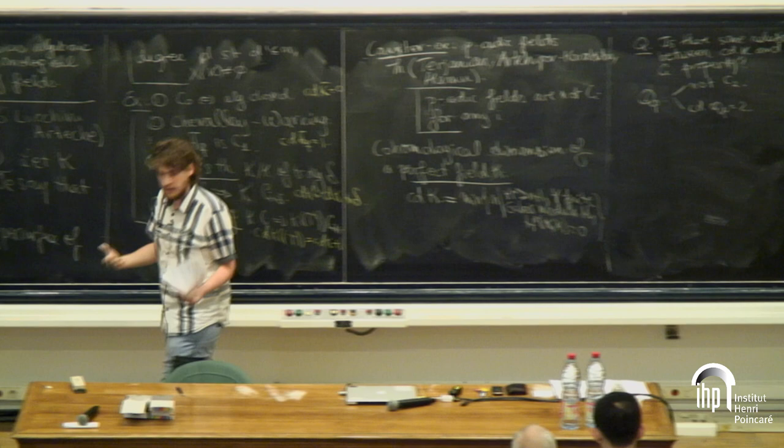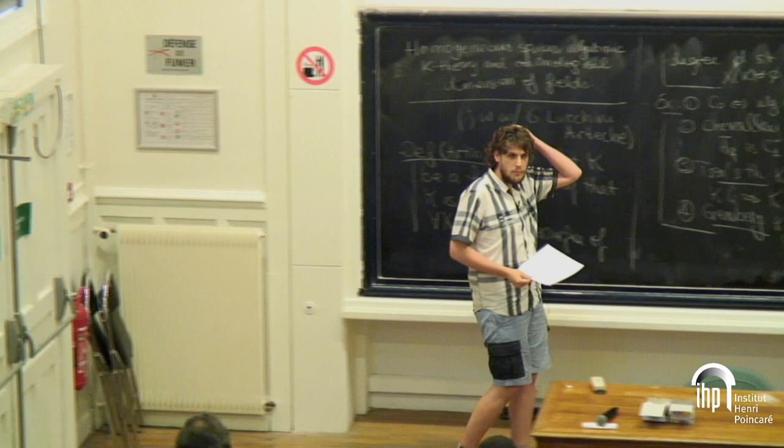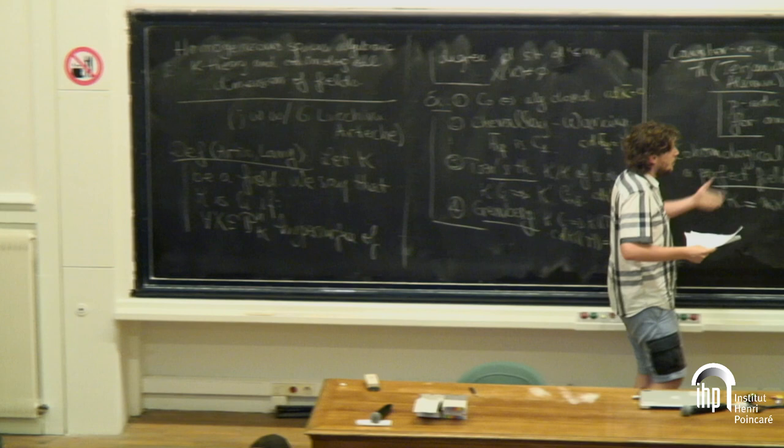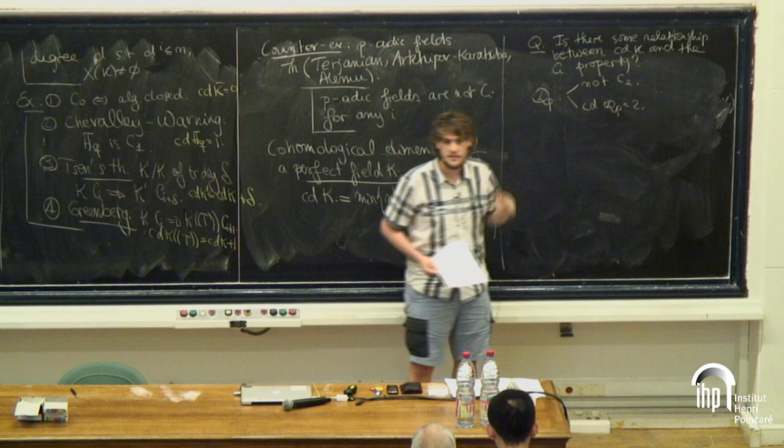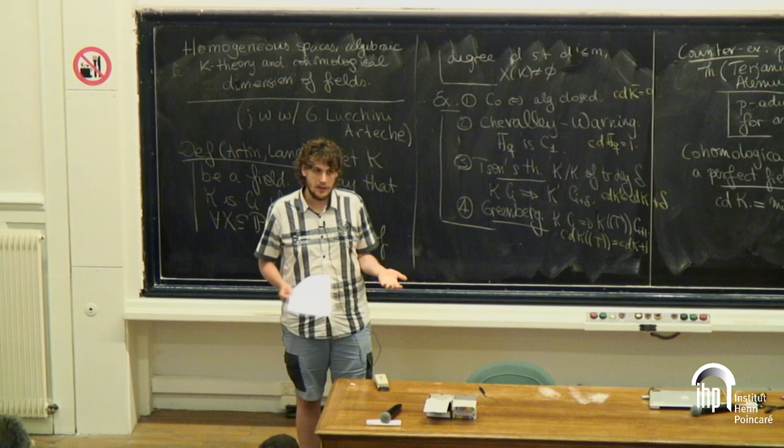Of course, this counterexample only contradicts one direction, because we don't know whether, if we have the Ci property, then we can deduce that the cohomological dimension is at most i. This is a question that was raised by Serre, and it's still open nowadays.